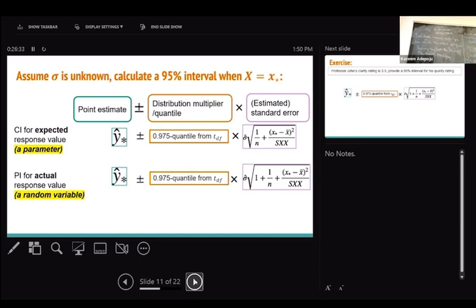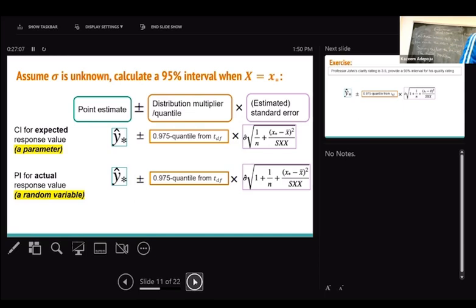Now, look at the two formulas. Somebody should spot a difference. What is the difference in these two formulas? The standard error. If you look at the standard error for the confidence interval, there's no 1. But in that one, what do you see? 1 plus. Do you see? Mathematically speaking, the standard error of the prediction interval is higher than that of the confidence interval.